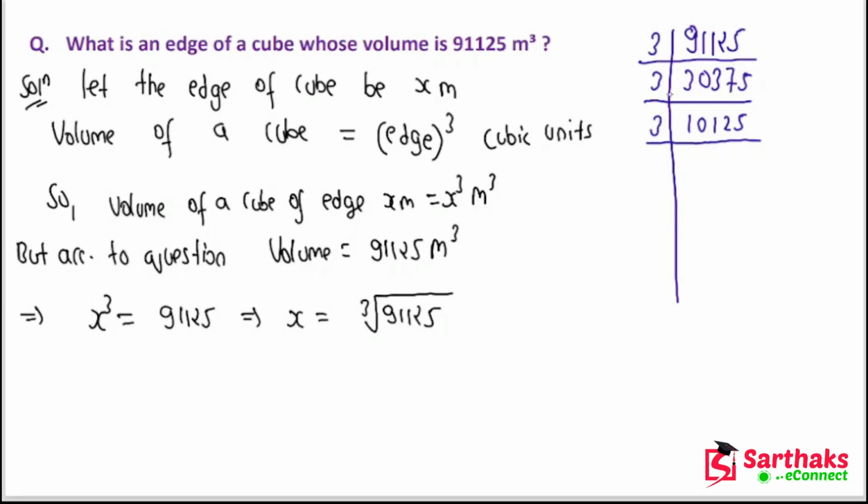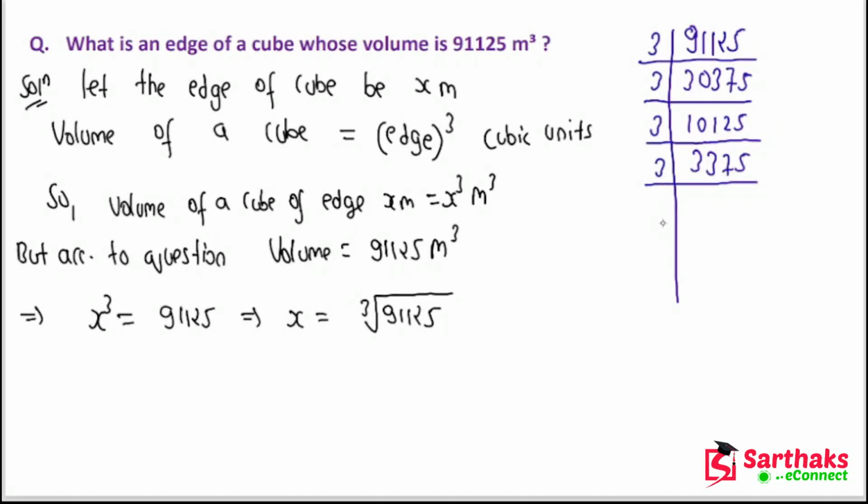Again dividing by 3 because we know that it has to form a triplet. So 3 into 3 would be 9, 1 and 1 11. So 3 into 3 would be 9, 2 and 22. So 3 into 7 would be 21 and 3 into 5 would be 15, right? Now again if you check the sum, it is again divisible by 3.